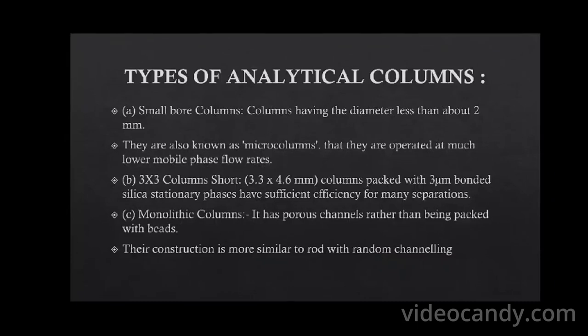Types of analytical columns. First, small bore columns. Columns having a diameter less than about 2 mm. They are also known as micro columns, and they are operated at much lower mobile phase flow rates. Second, 3x3 short column. Columns packed with 3 micrometer bonded silica stationary phases have sufficient efficiency for many separations. Third, monolithic columns. They have pore channels rather than being packed with beds.